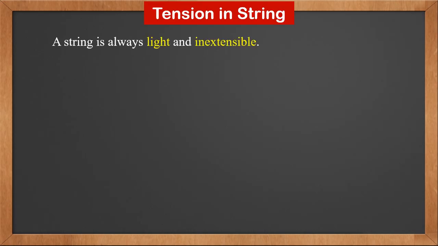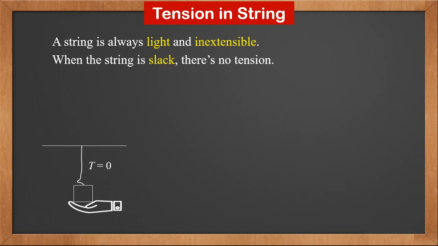A string is always light and inextensible in this syllabus. Light means we can ignore the string's mass and weight. Inextensible means the shape of the string will never change. When the string is slack, there's no tension. For example, this object is hanging down from a surface by a string. A hand is holding the object, so that the string is slack. In this case, there's no tension in the string.